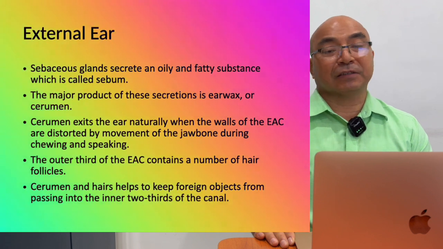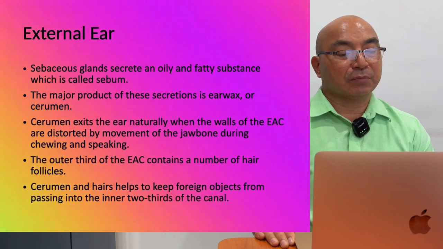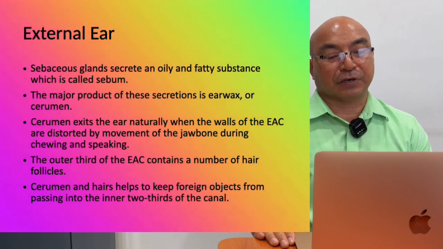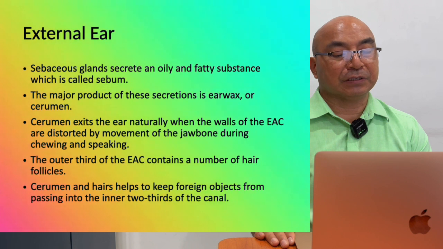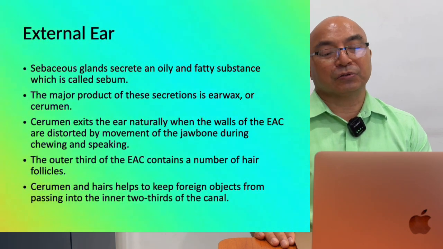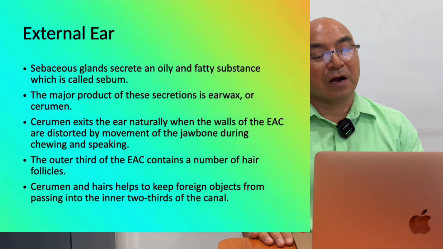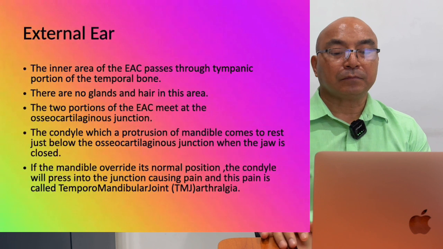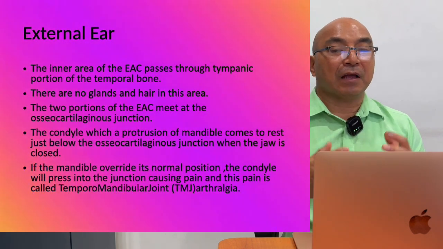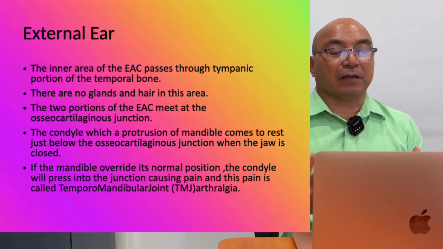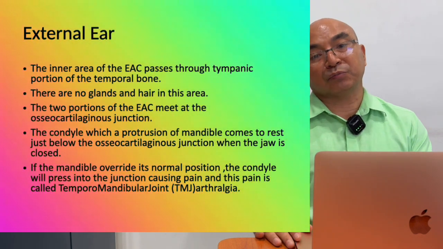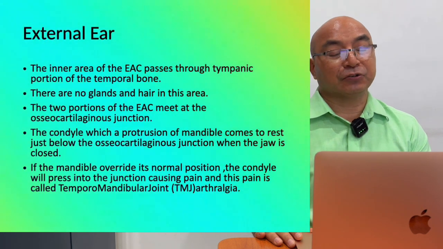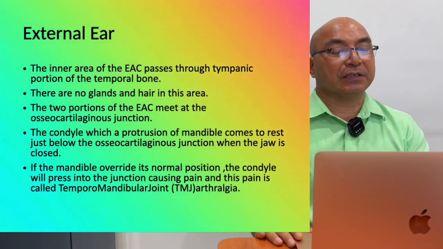The outer third of the external auditory canal contains a number of hair follicles. The cerumen and hairs help to keep foreign objects from passing into the inner two-thirds of the canal. So to say, the inner two-thirds of the canal are protected by the outer one-third. The inner area of the external auditory canal passes through the tympanic portion of the temporal bone. There are no glands and hair in this area, and usually no wax is secreted here.